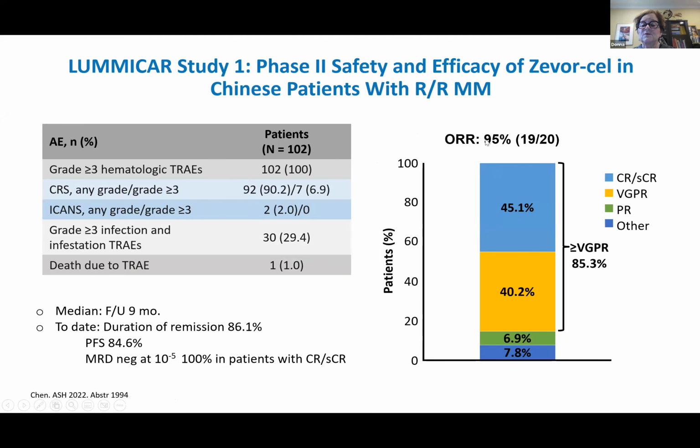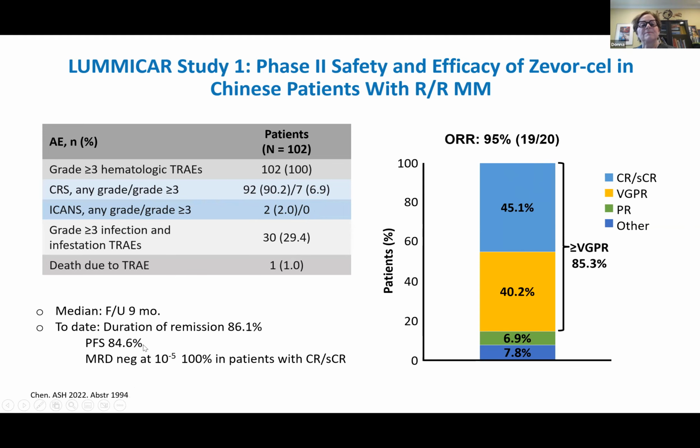but the response rate was very high. The stringent complete response was almost half, but what was nice is there were no new toxicities. A grade 3 CRS was 6.9%, no severe ICANS. There was loss of 1 individual to side effects. And the PFS looked very good. Again, short follow-up, but almost 85%.